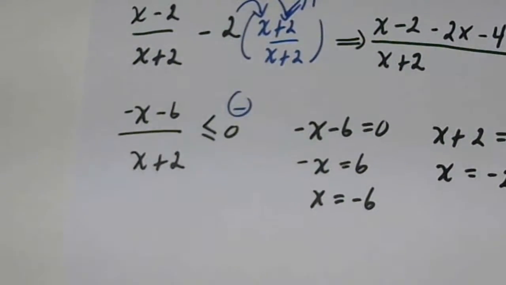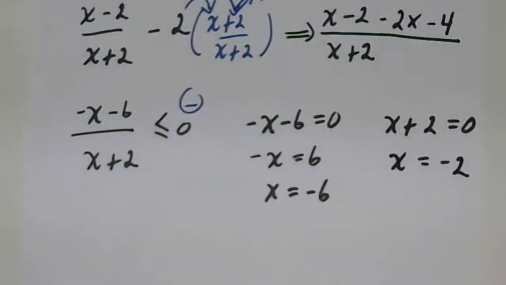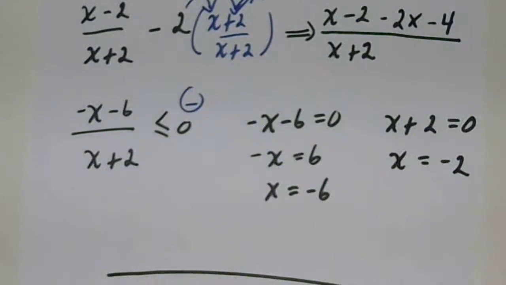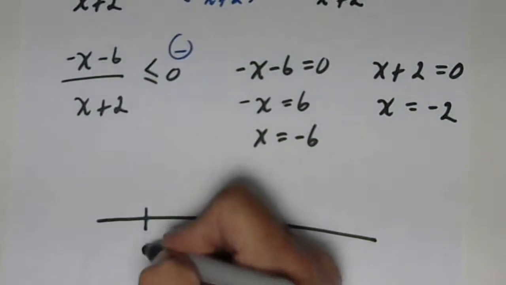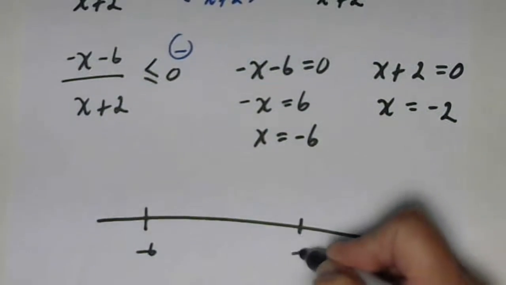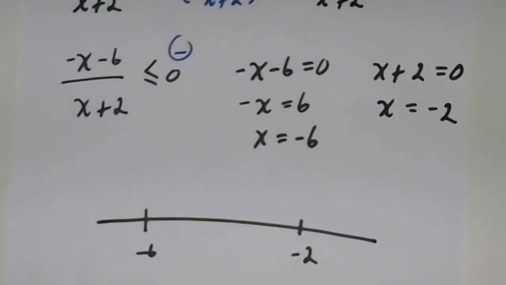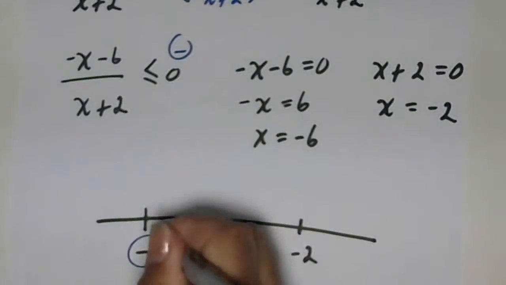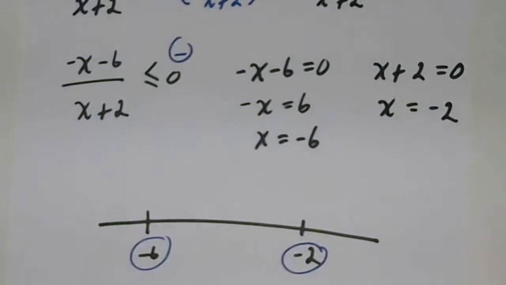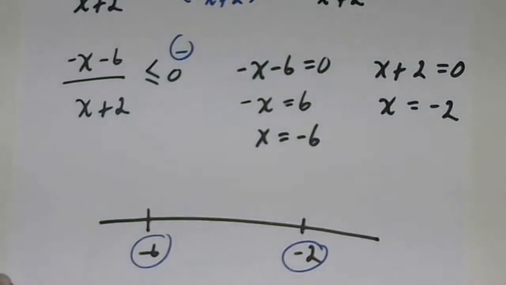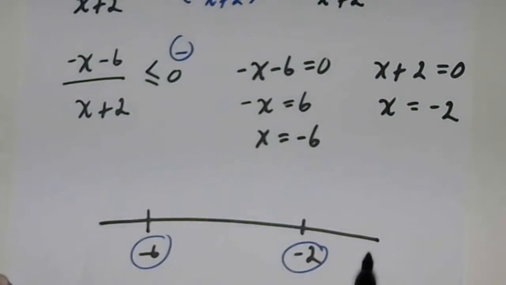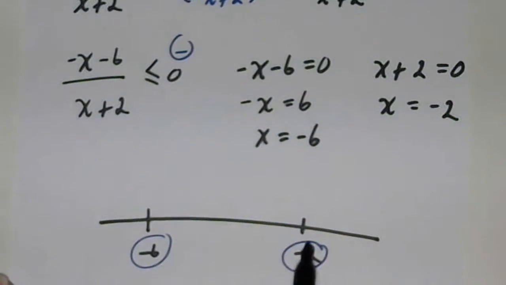So -6 and -2 are our boundary points. So let's draw a number line here, and let's put in our boundary points of -6 and -2. I like to circle my boundary points so that I don't confuse them with any test values that I choose. We have our number line divided into 3 intervals: numbers less than -6, between -6 and -2, and -2 and greater.